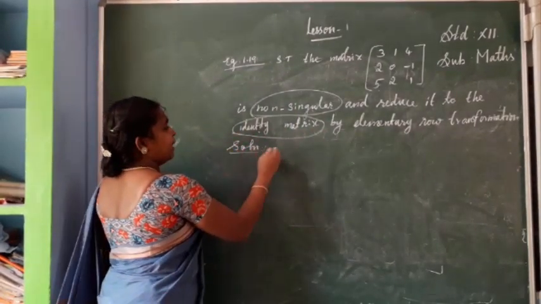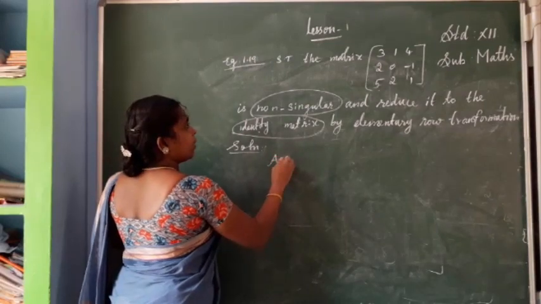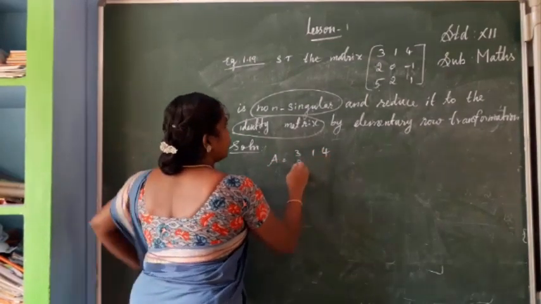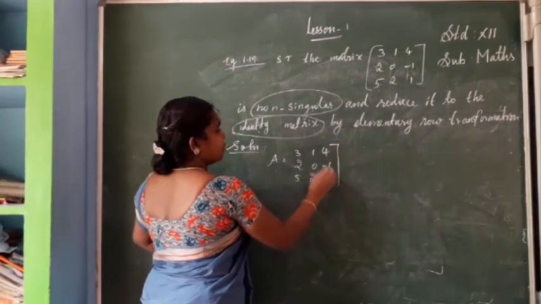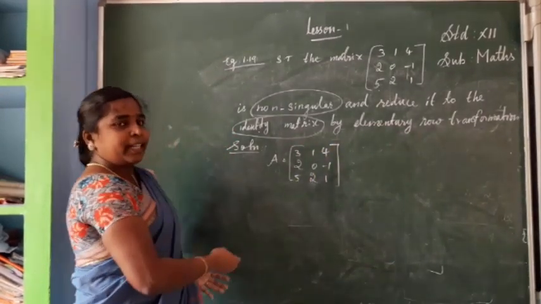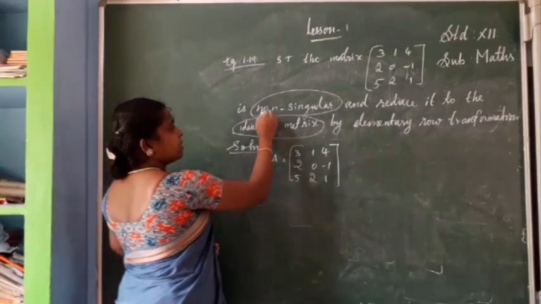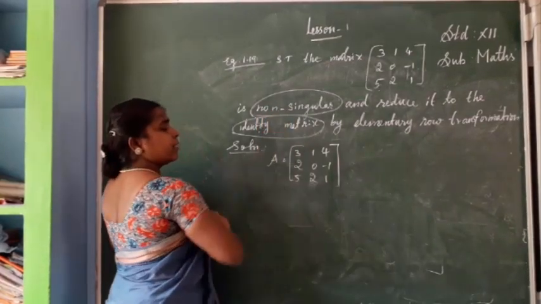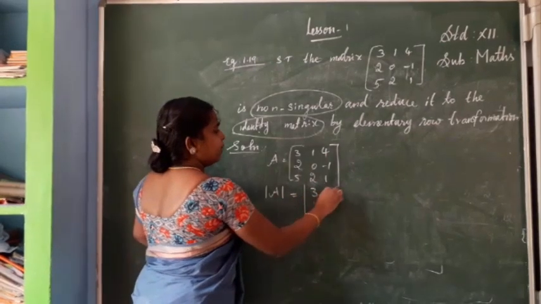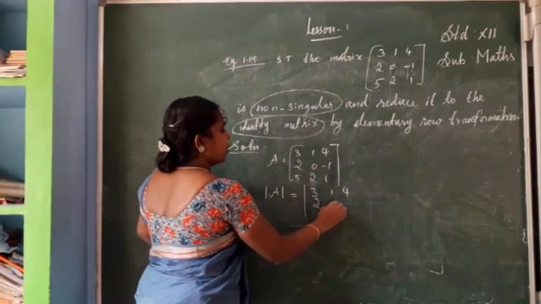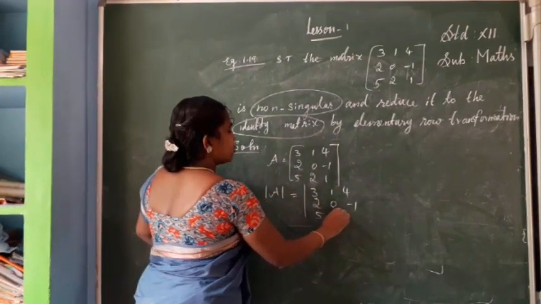First, given matrix A equal to 3 1 4, 2 0 minus 1, 5 2 1. Next, what you want to do? Find the determinant of A because we want to show that it is non-singular. So determinant A equal to determinant of 3 1 4, 2 0 minus 1, 5 2 1.